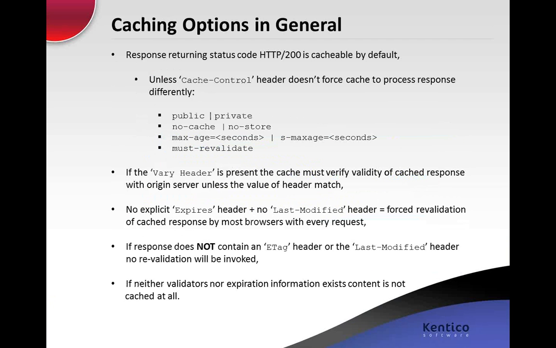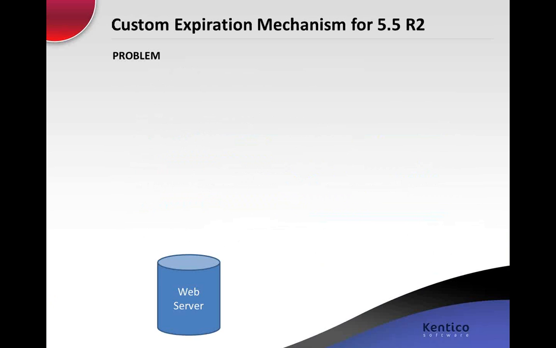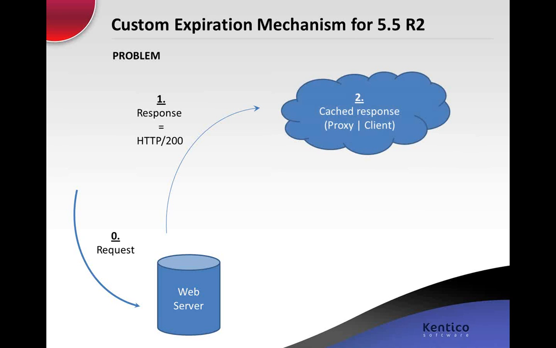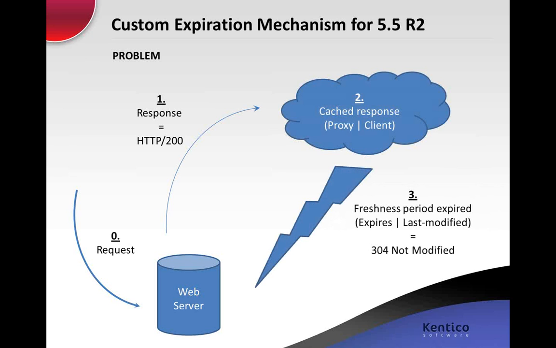There is also another problem with 5.5 R2, and this problem is like this. Let's assume we have a web server which receives a request for some file. The web server responds with the file with HTTP 200, so everything goes fine so far. There is some proxy cache or client cache which caches the response.